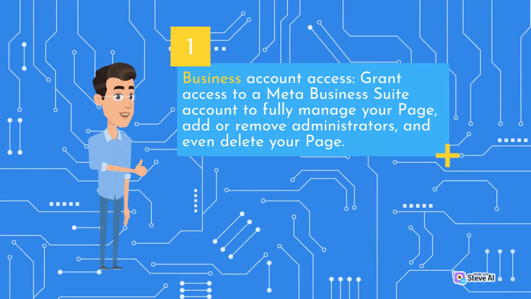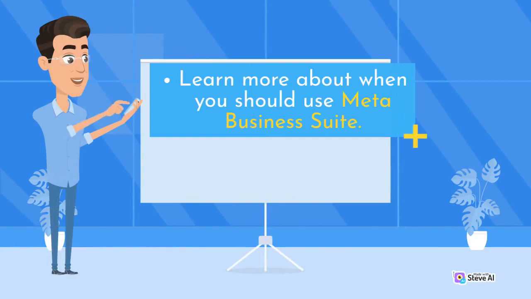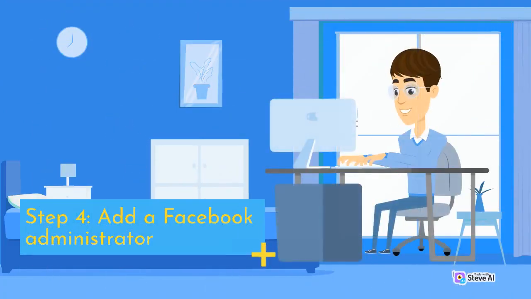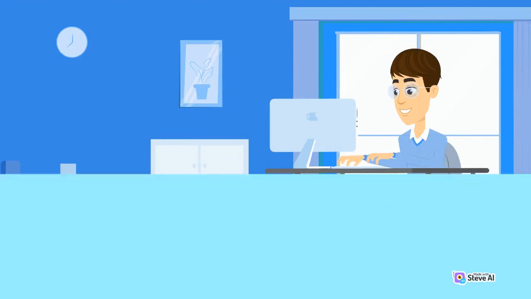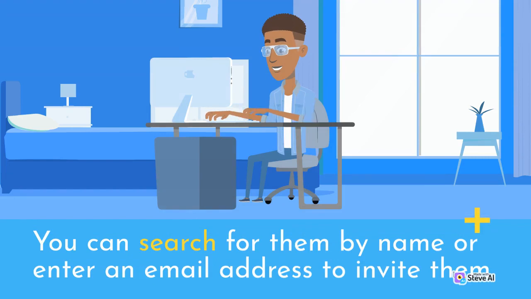Business account access. Grant access to a Meta Business Suite account to fully manage your page, add or remove administrators, and even delete your page. Learn more about when you should use Meta Business Suite. Step 4. Add a Facebook administrator. You can search for them by name or enter an email address to invite them.